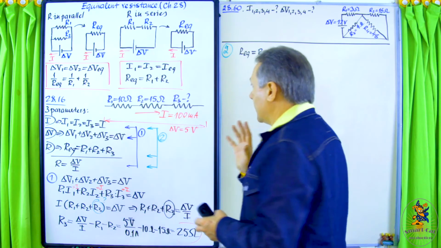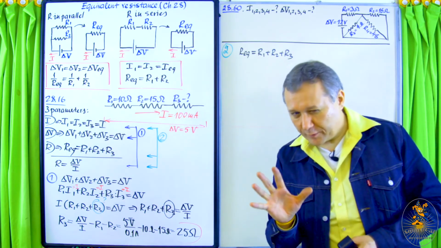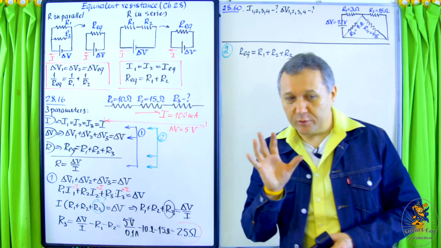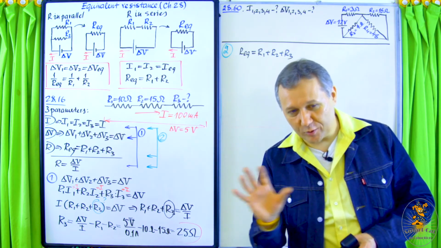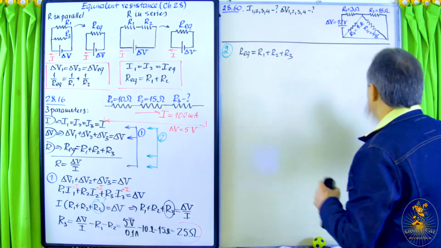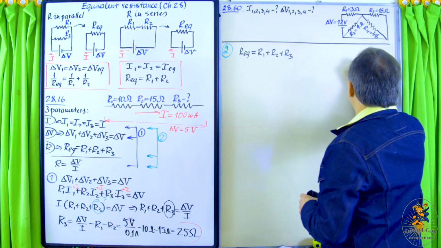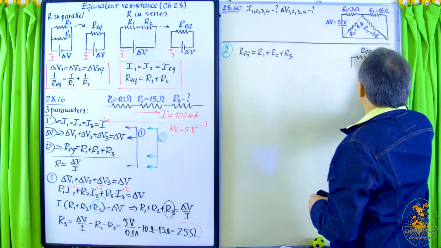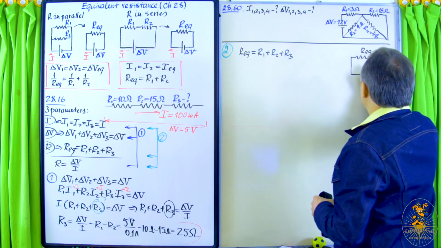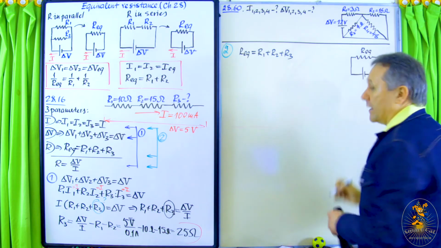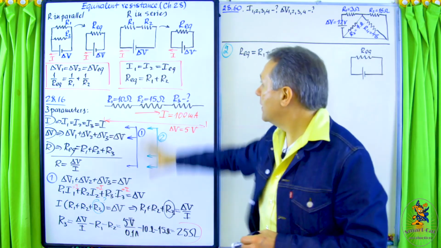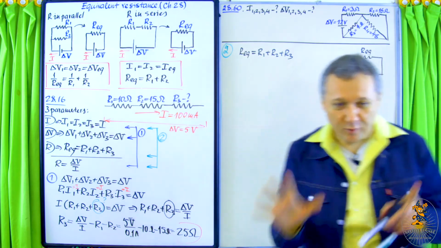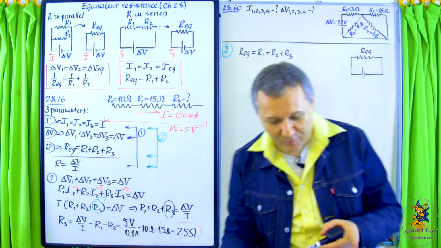Very often students don't see how R equivalent can be found. Let me draw an equivalent circuit, and after that usually everything becomes clearer. So let's say this will be our R equivalent, and then the battery. You remember the method: when you replace the actual resistors with R equivalent, the rest of the circuit must work in exactly the same way.